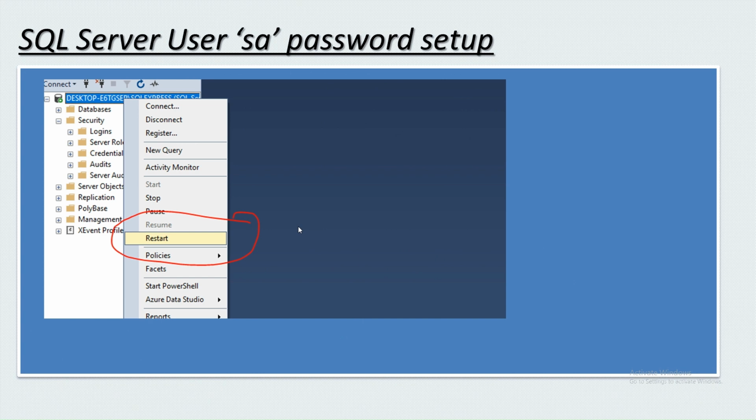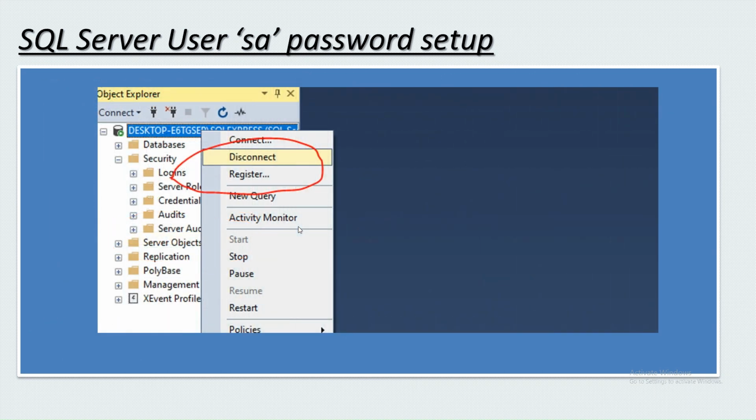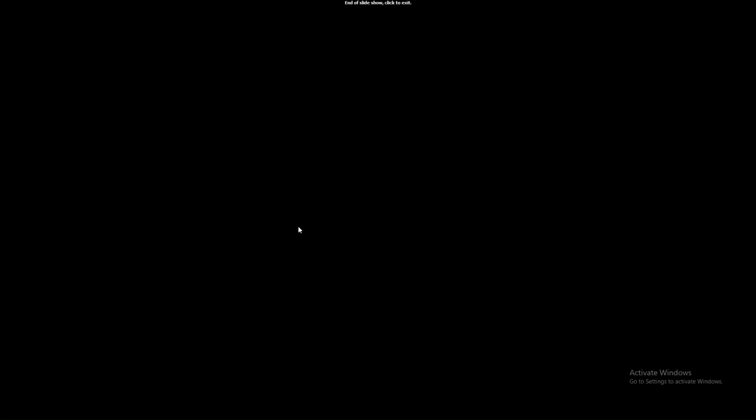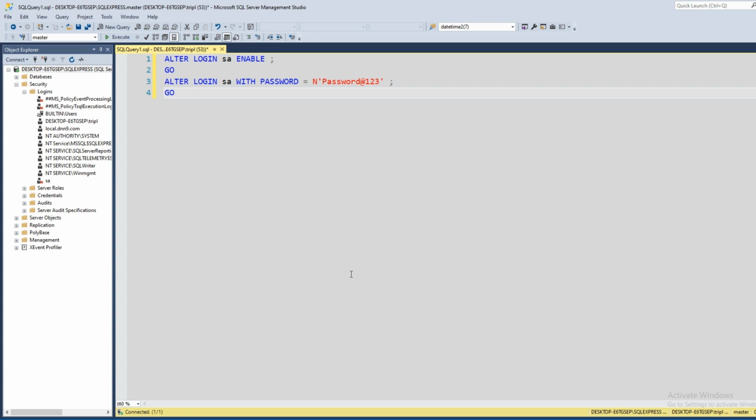After running this command, your task is not complete yet. You have to restart the SQL Server service. So right click on the same connection name, the first database connection name, and select restart. After it restarts, you will see no changes, so you have to disconnect this connection and connect back again. All right, guys, let's do this in action and see how this works.